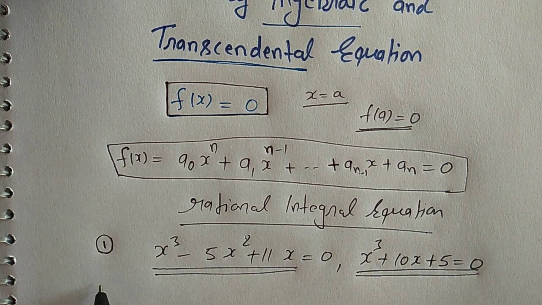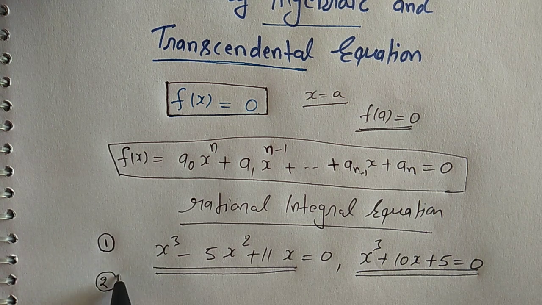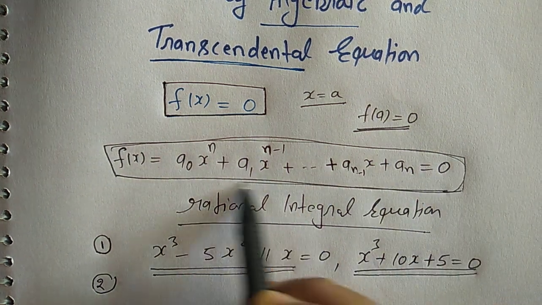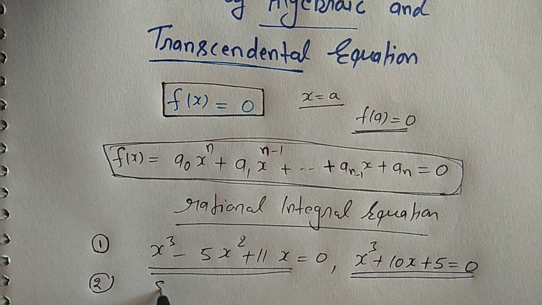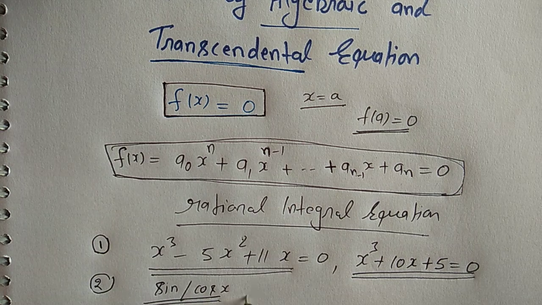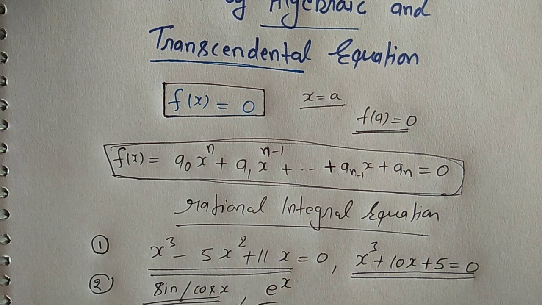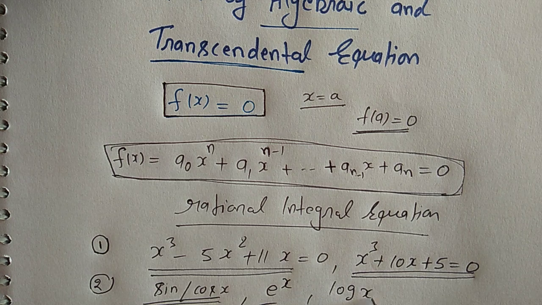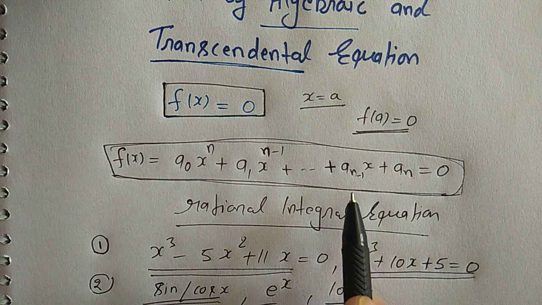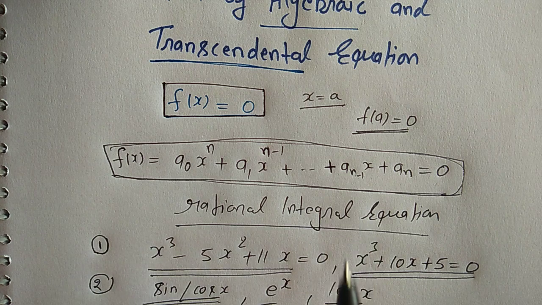And the second type is the transcendental equation. When the equation involves a transcendental function, the transcendental functions are sine or cos, exponential and log functions. So whenever in the equation sin x, cos x, exponential and log x is involved, that equation is called a transcendental equation. Let me write a few examples of transcendental equations.